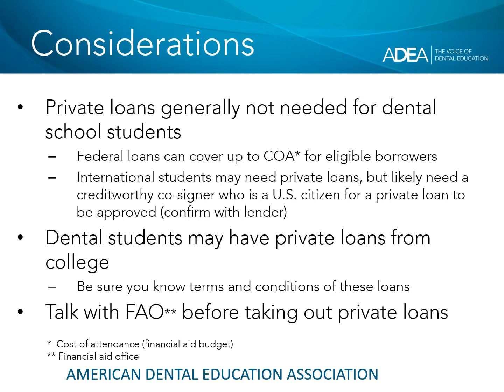Now, if you are an international student and you're not a U.S. citizen and you're not a permanent resident, you may need a private loan for dental school, but you're likely going to need to get a creditworthy cosigner who is a U.S. citizen if you're going to be approved for a private loan as an international student. You can check with your lender on those provisions and requirements.